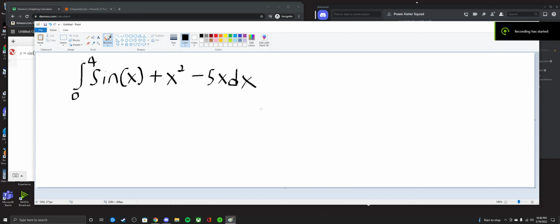Hey everyone, today I'm going to be showing you how to compute this integral here. So we have the integral going from 0 to 4 of sine of x plus x squared minus 5x, and of course we have dx at the end.